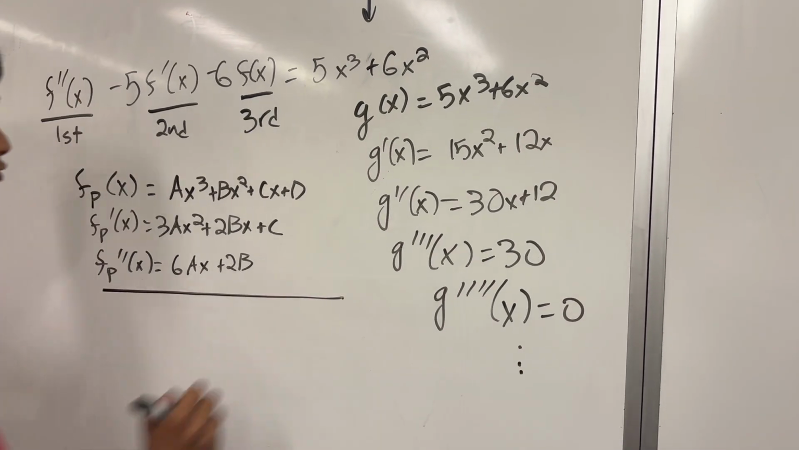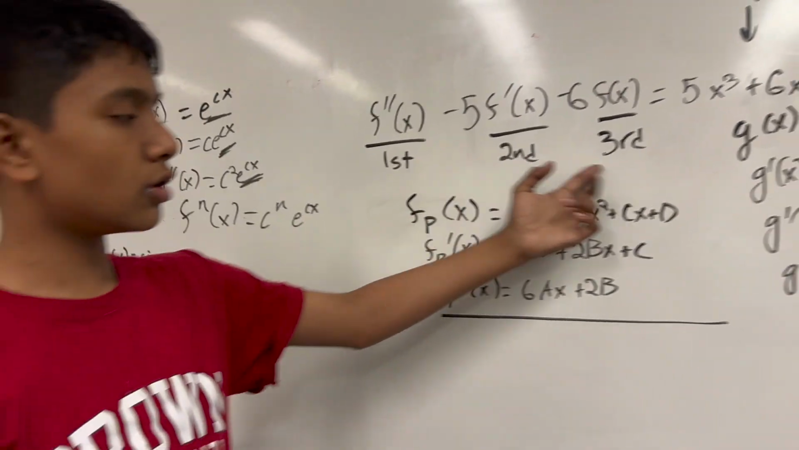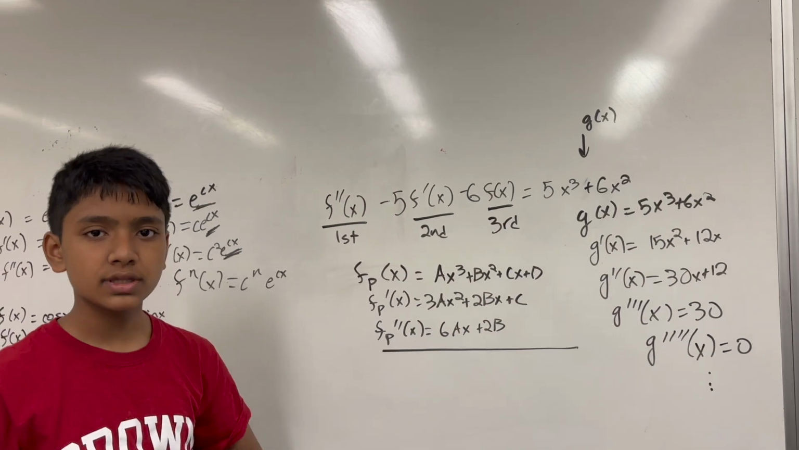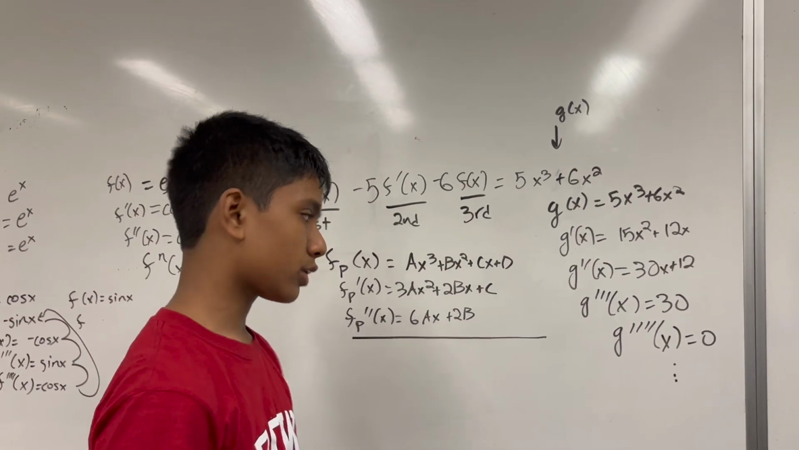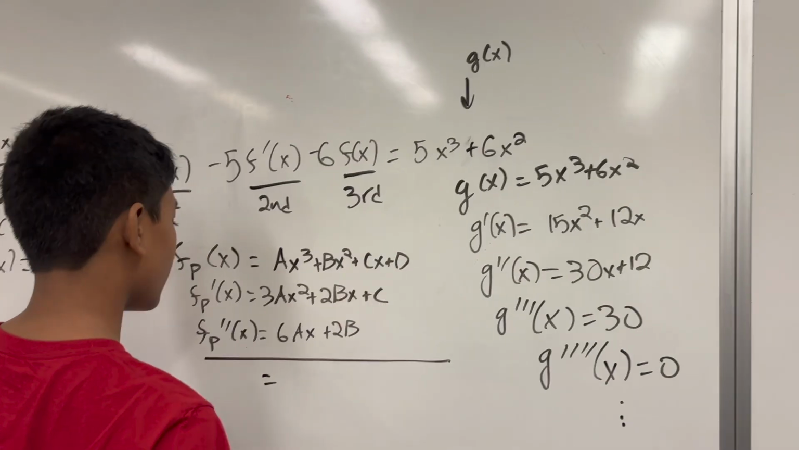Now, let's sum those up, because we only go up to double prime because those are the only derivatives in this equation, but no matter how many orders this equation has, this will work out for you, as long as you have the right thing on the other side.